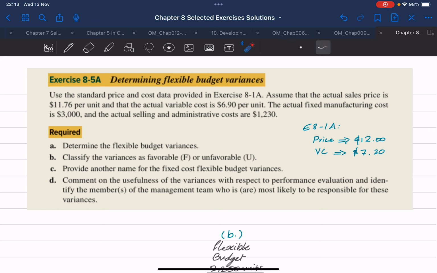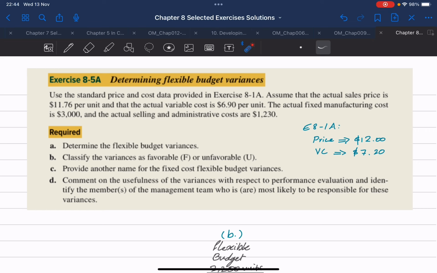In this video, we're going to be looking at exercise 8-5A. It says, use the standard price and cost data provided in exercise 8-1A, which is the first exercise we have solved within this series. Assume that the actual sales price is $11.76 per unit, and that the actual variable cost is $6.90 per unit. The actual fixed manufacturing cost is $3,000, and the actual selling and administrative costs are $1,230.